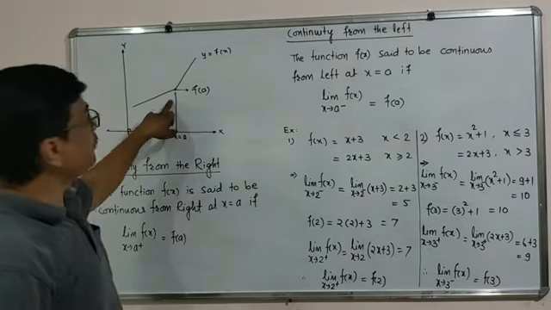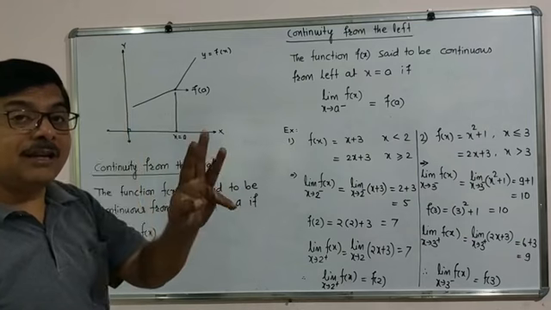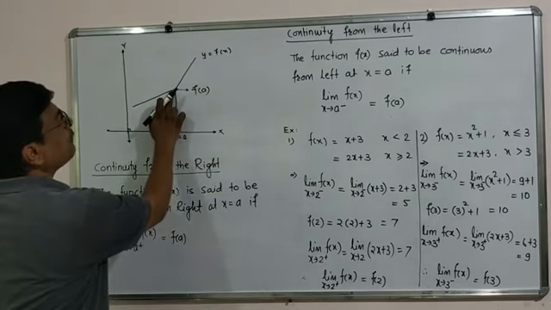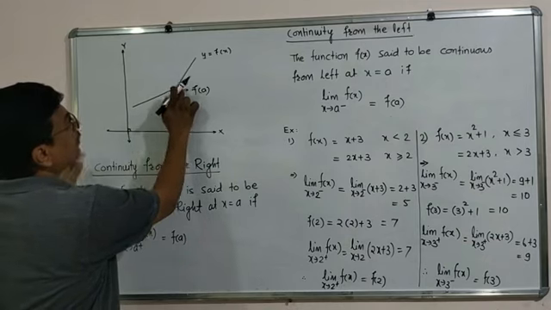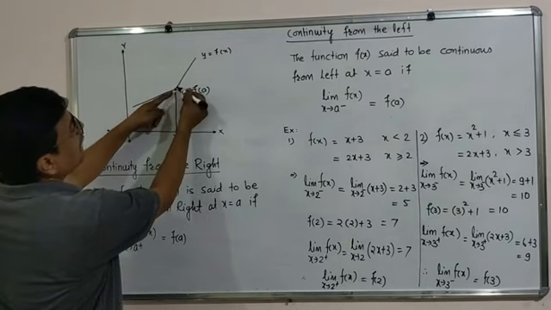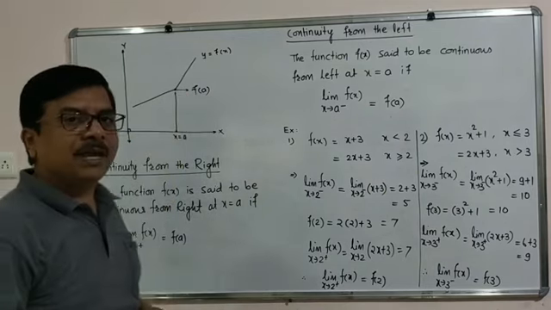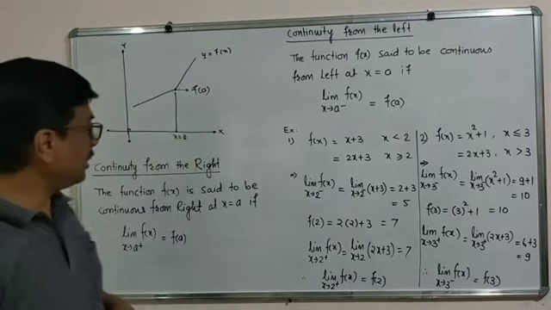This function satisfies all the three conditions which we have studied in the definition, that limit of f of x as x tends to a exists because both limits from left and right are equal and the value of function is also the same, hence that function is said to be continuous.